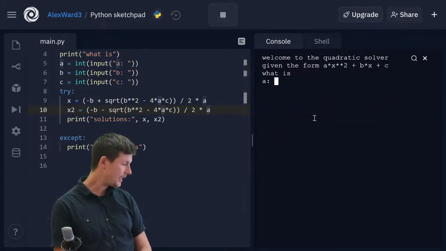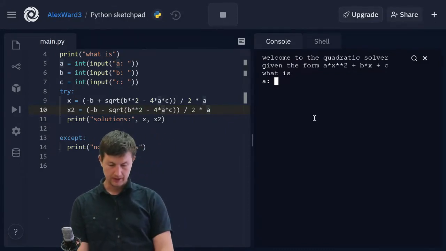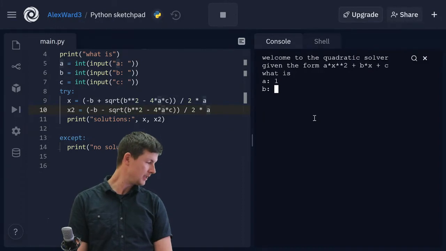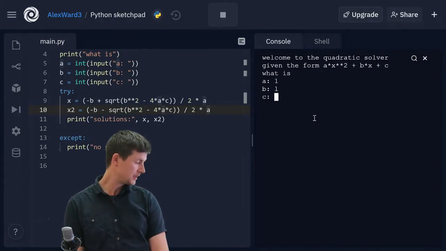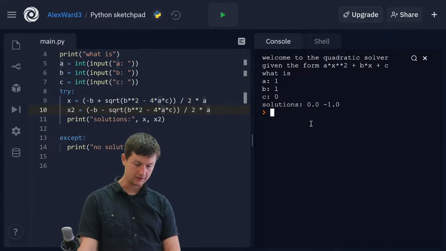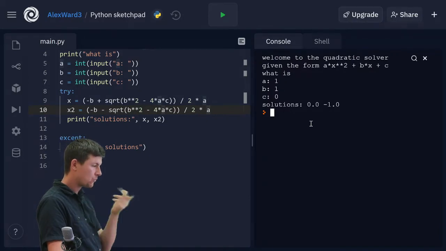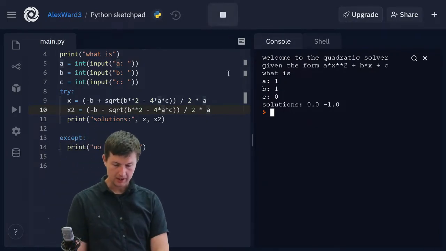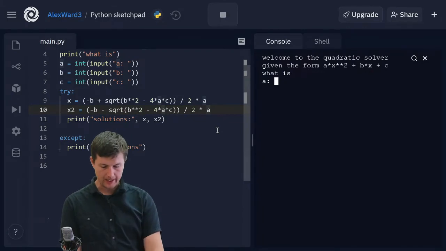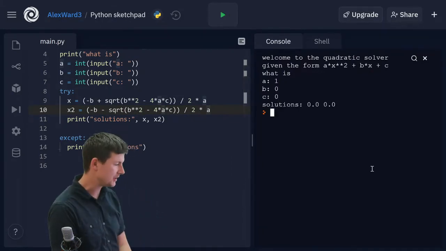What is A? A is going to be 1. B is going to be 1. C is going to be 0. Solutions are 0 and -1. Is that correct? That is correct, but I want A to be 1, I want B to be 0, and I want C to be 0. Solutions are 0, 0, and 0, 0.